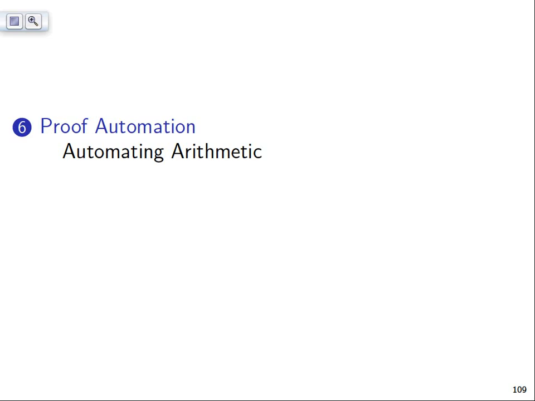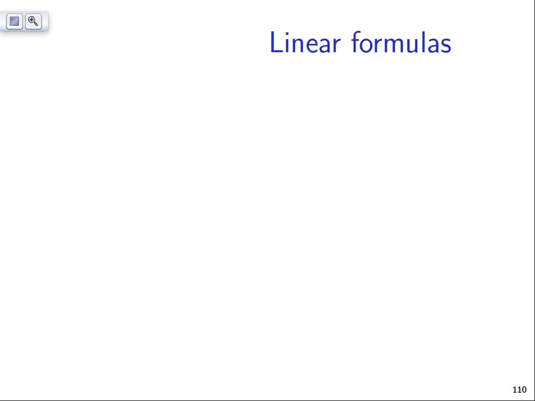Now, automating arithmetic is a special situation, because mathematicians have been thinking about arithmetic for many hundreds of years, so they have developed their own methods of how to solve certain classes of formulas, and some of these methods are actually embodied in Isabelle. But let me walk you through that.